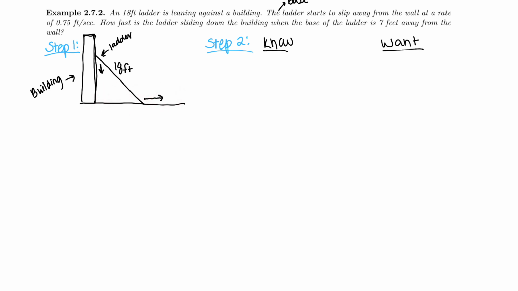This is sliding away. So what I'm going to do is I'm going to label this distance right here as X. You can use whatever letter you want. I like to use the letter X. I would suggest not using D because then you have dd, dt, and that has a lot of D's in it, but whatever you want. So X is going to be the distance from the building to the base of the ladder.